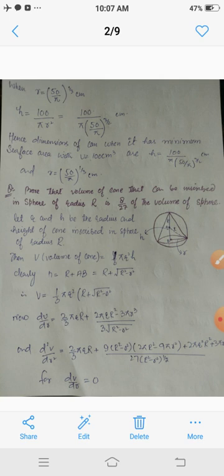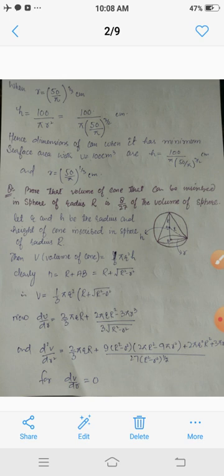Now the third problem is: prove that the volume of the cone that can be inscribed in a sphere of radius capital R is 8 upon 27 of the volume of the sphere. Now if we have a sphere of radius R, the inscribed cone in this sphere is that cone whose vertex and the end points of its diameter lie completely on the boundary of this sphere.